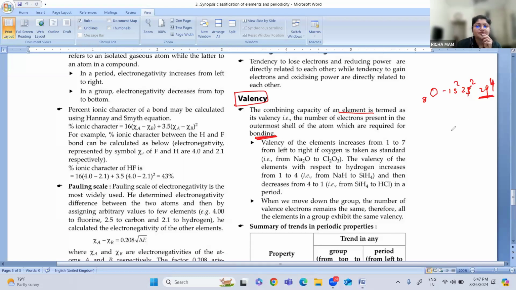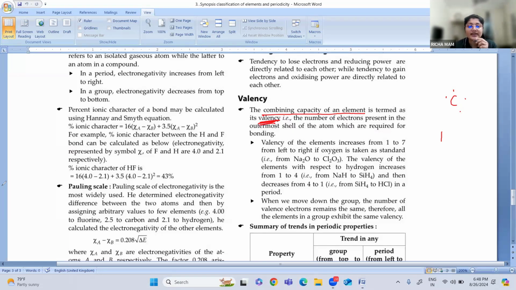Now here, out of 4, 2 electrons are two unshared pair of electrons. So here the valency of this is -2. So it has a tendency to accept 2 electrons. Now carbon has 4 electrons: 1s2, 2s2, 2p2, so 4 electrons in its outermost shell. So what is that? It is the combining capacity of an element, which is explained in terms of valency.